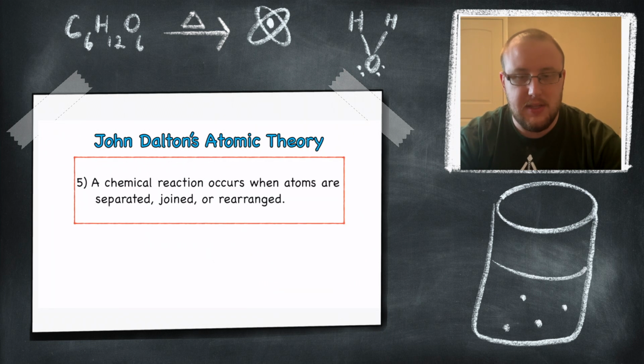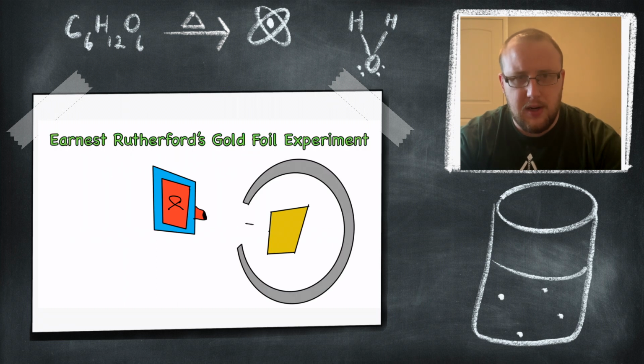Dalton's final postulate states that chemical reactions occur when atoms are separated from each other, joined back together, or rearranged. So basically when one atom and another atom interact with each other, that's when a chemical reaction is going to occur. Next, we want to talk about Ernest Rutherford.